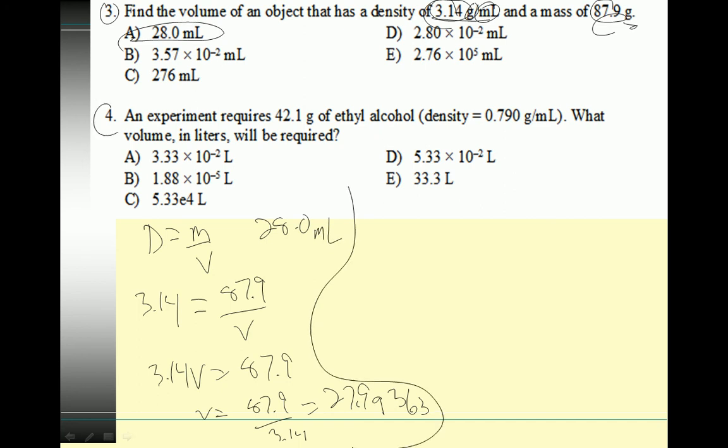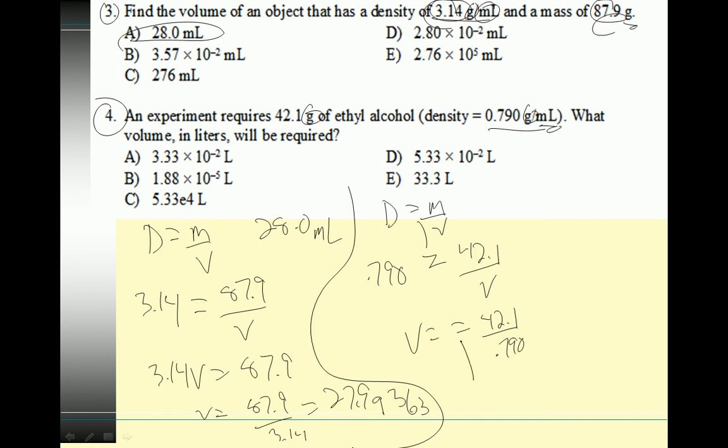4. An experiment requires 42.1 grams of alcohol. There's the density. What is the volume? Density equals mass over volume. Density is 0.790 grams per milliliter. These units matter. Here's grams, so my answer is going to come out in milliliters. Okay, so 0.790, and my mass is 42.1, V. So I'm going to cross-multiply this all in one step this time. So V equals 42.1 over 0.790. Remember, you can just swing those guys, trade places with them. And I would get, oops, I double equal signed it. So it really equals it.